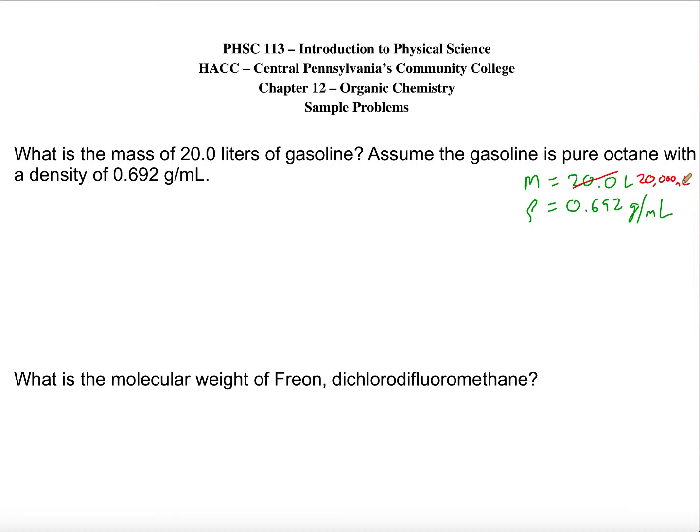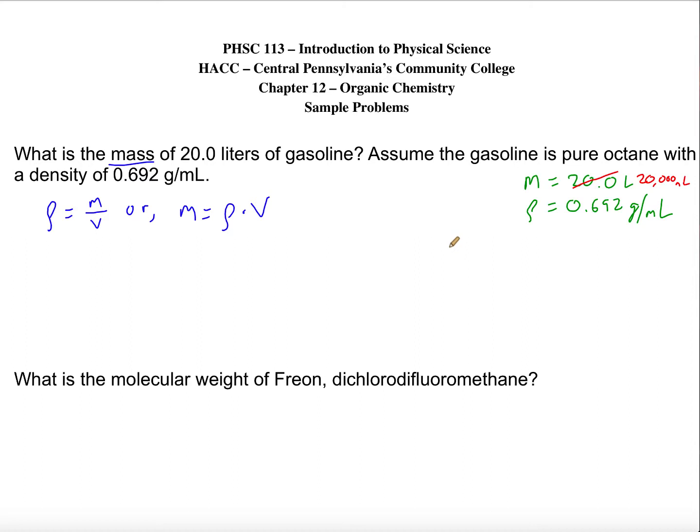Same amount of material, 20 liters and 20,000 milliliters, but we need them in the same units so we can actually use the density. Now, if we recall, density is equal to the mass divided by the volume. What are we looking for? We are looking for the mass. So we have to solve this equation for the mass. So mass is equal to density times volume.